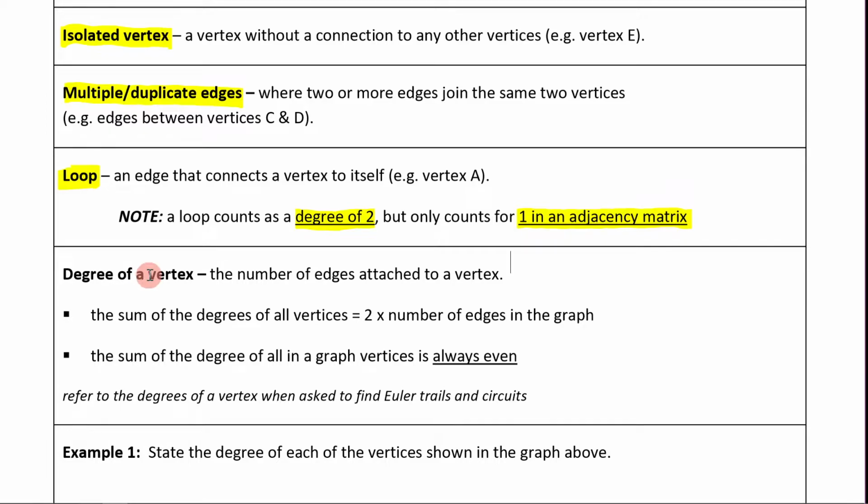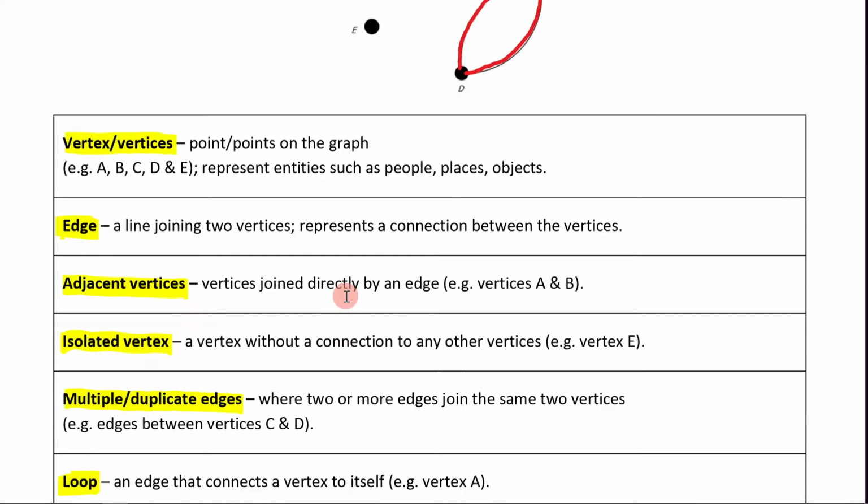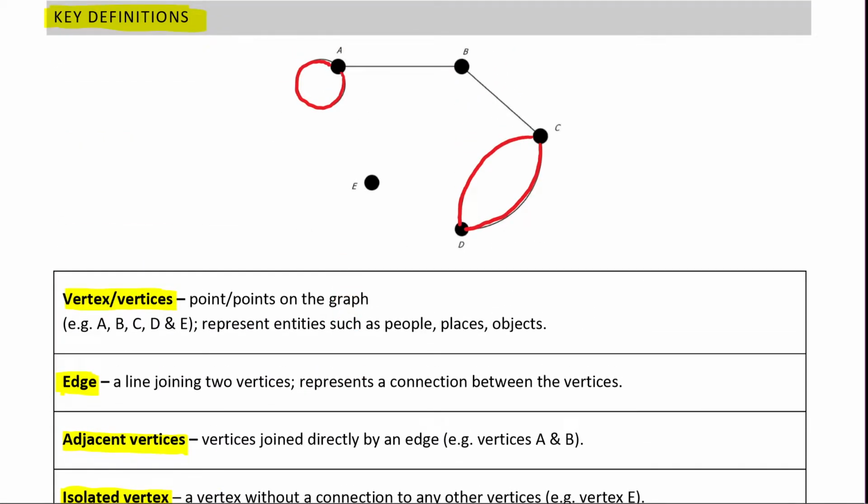Degrees. A degree of a vertex is the number of edges attached to a vertex. So let's come up here and really analyze this. Let's count the degree of each vertex. Would you agree that there are 2 edges attached to vertex B? So that has a degree of 2. For this one, we have 1, 2, 3. This has degree 3. This has 1, 2, 2.